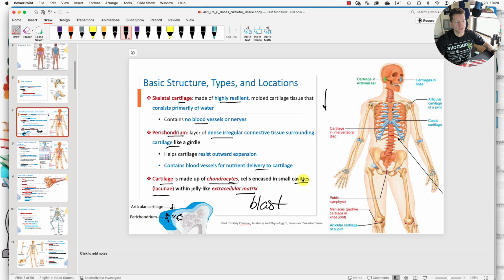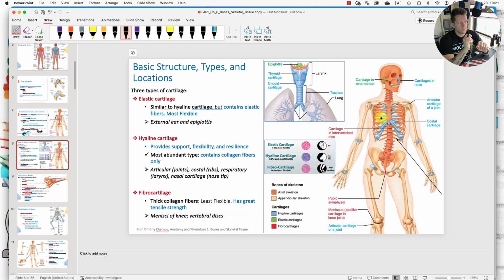So the cartilage is a very important part of the bones. And in the bones, besides the calcium and phosphorus, there are collagen fibers as well within the bone structures. We're going to look at that. There are three types of cartilage. We discussed this in the tissue lecture. There's elastic cartilage, hyaline cartilage, and fibrocartilage. I put them in the order of their toughness. The fibrocartilage is the most resilient one.